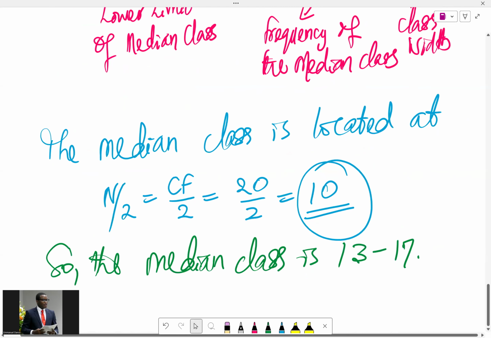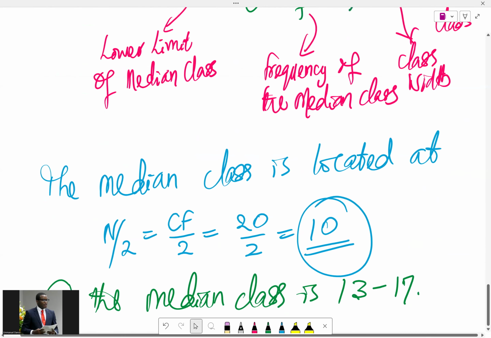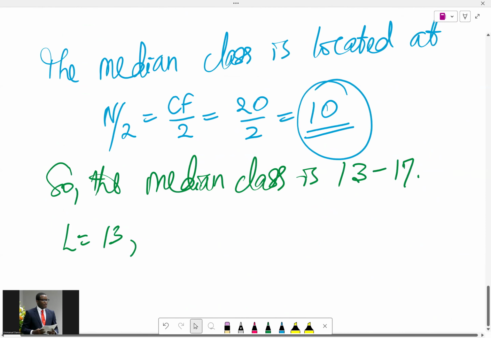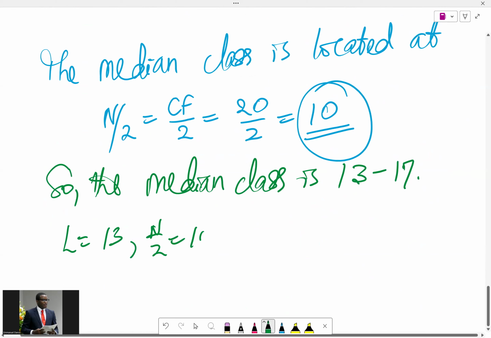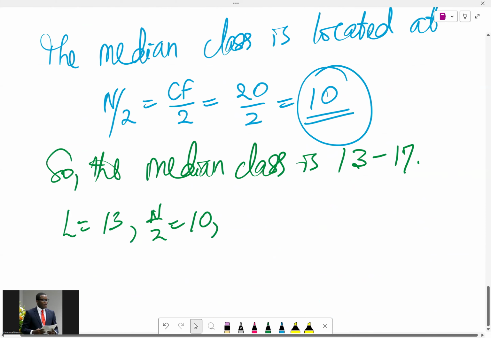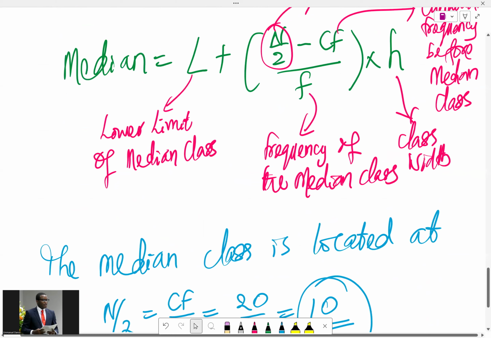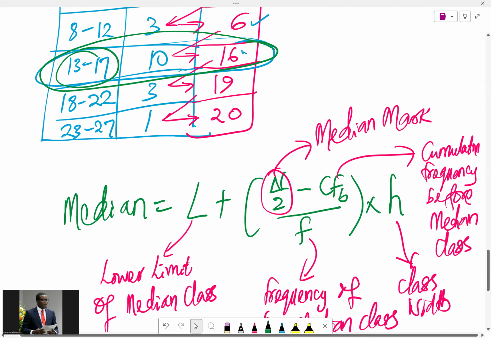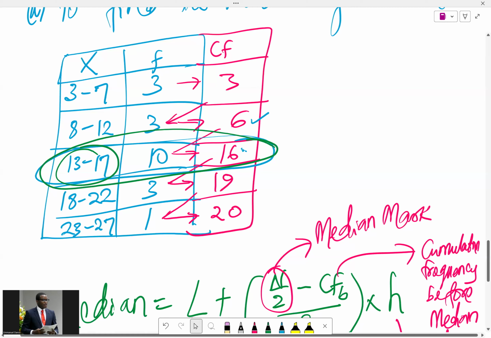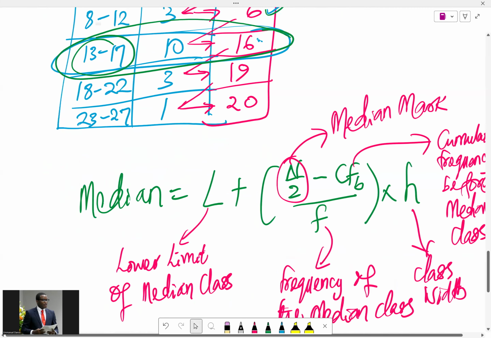Since we have found the median class, we can get L. L is 13, the lower limit of the median class. Then n over 2 we already have; it is 10, since the total cumulative frequency is 20. Then we need the cumulative frequency before the median class, maybe I should call it CFB. The cumulative frequency at the median class is 16, but before it, the cumulative frequency was 6. So CFB is 6.